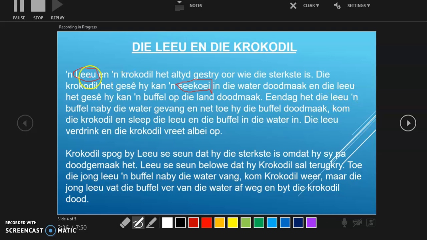Leeu, buffel, water, buffel, daar's buffel weer, krokodil, leeu, buffel, water. So, and some of the words are repeated a couple of times. I'm going to choose a word that I haven't used. So, I'm going to choose water.